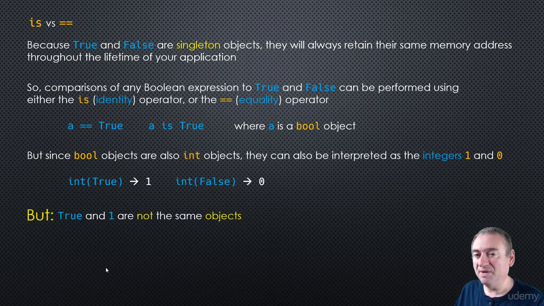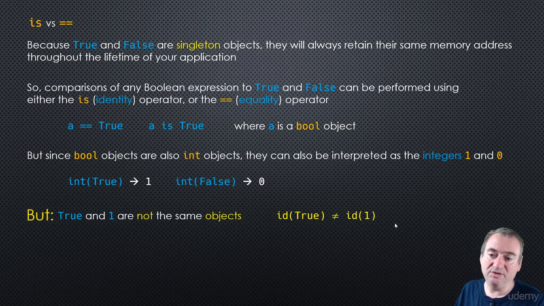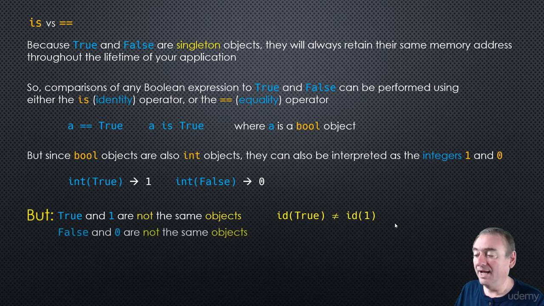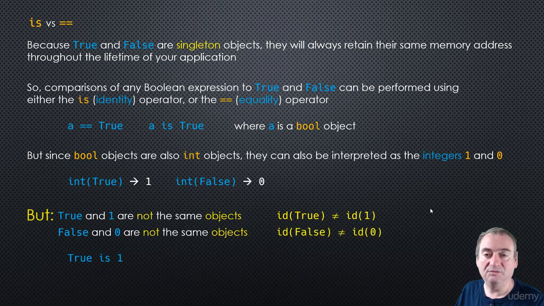True lives at some memory address and 1 lives at some different memory address. They're not even the same types, right? True is Boolean, 1 is int. Yes, Booleans inherit from int, but they are still not the same object. So that's really important to understand, because what it means is that the ID of true, the memory address of true, is not the same as the memory address of 1. And the same thing goes with false and 0. They are not the same objects. The ID of false is not the same thing as the ID of 0.